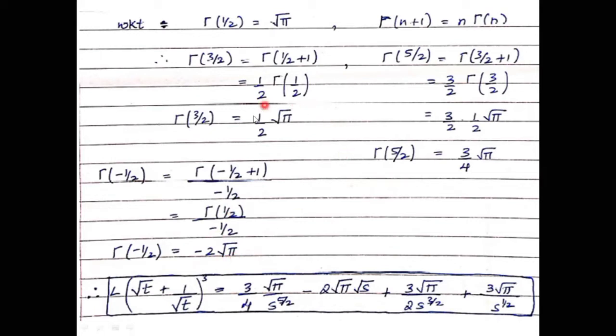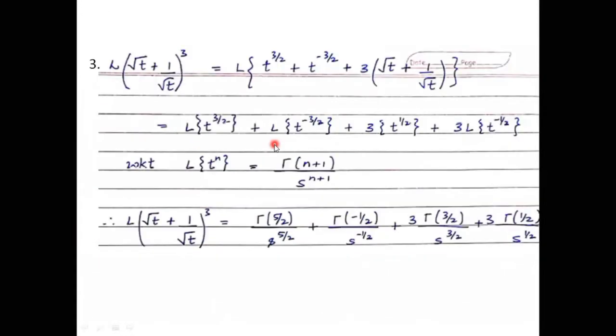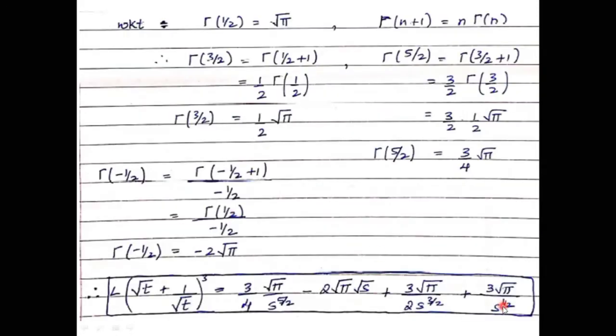And I have used all these values of gamma 3 by 2, gamma 5 by 2, gamma minus half and gamma half here in this equation. At last, the Laplace transform of root t plus 1 by root t whole cube will be so much.